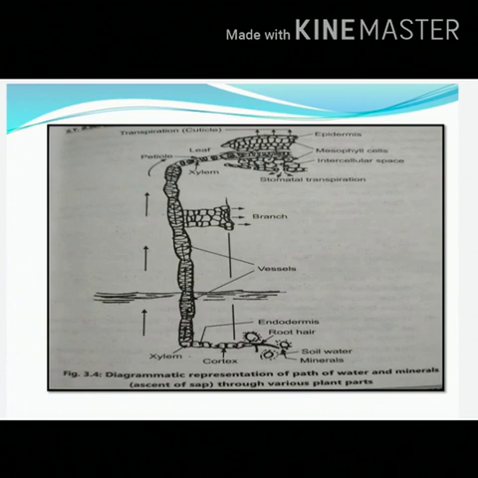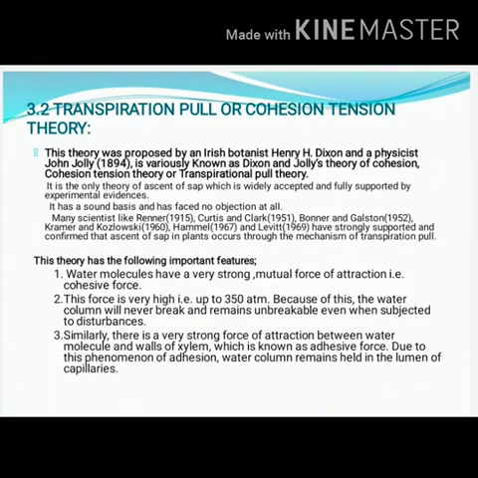Okay, now we will discuss the second aspect regarding ascent of sap, that is the mechanism. What is the mechanism of ascent of sap? The ascent of sap in plants is well explained with the help of the transpiration pull theory, also called the cohesion tension theory. This theory was proposed by the Irish botanist Henry H. Dixon and physicist John Joly in 1894.